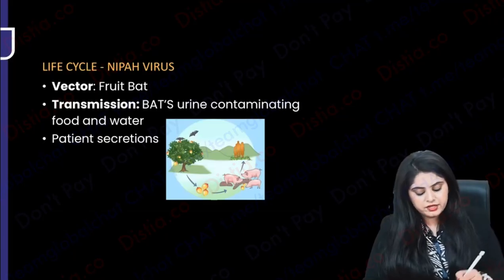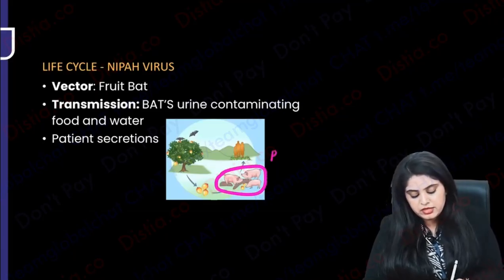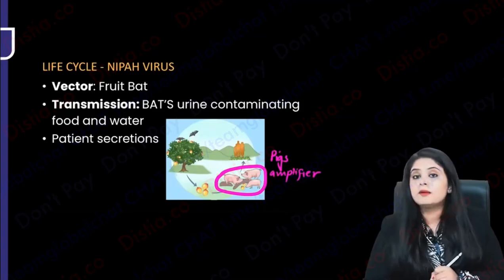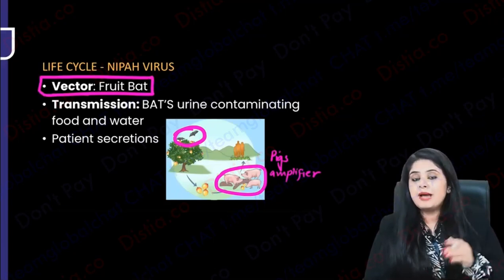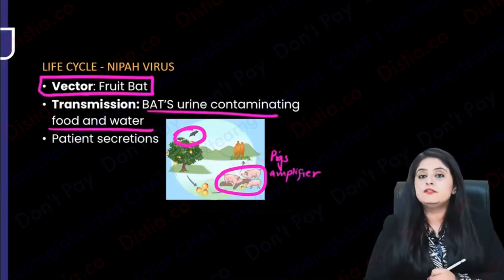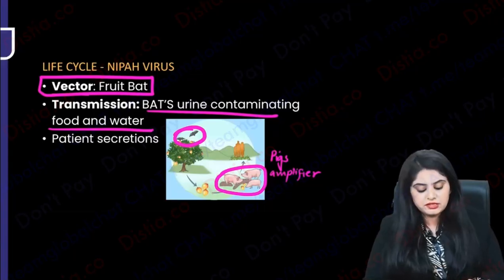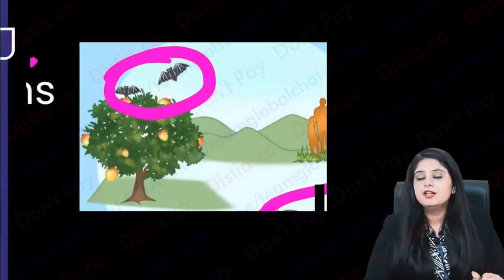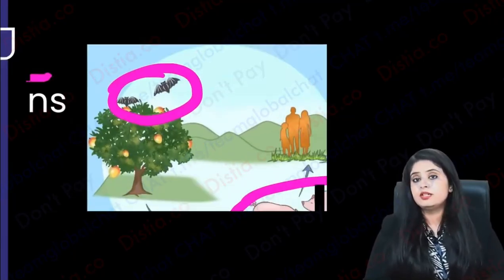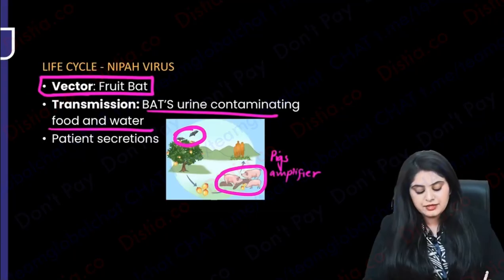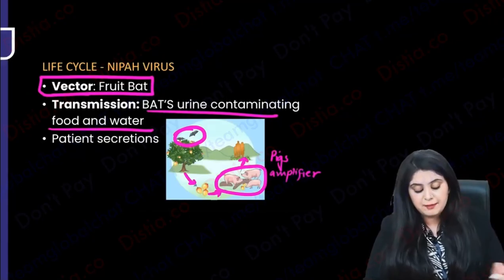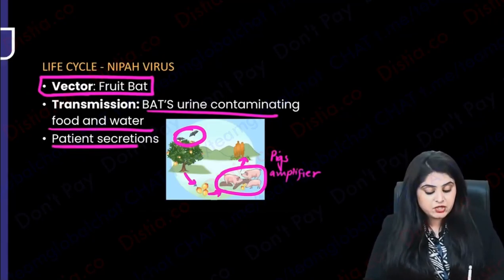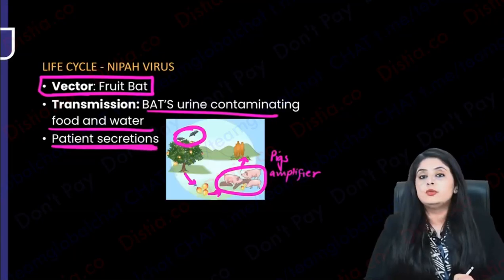So look at this over here. I can see pigs, and I've told you pigs are going to be amplifiers. So yes, this can come via pigs, but the main vector that you have is the fruit bat. So if the bat's urine ends up contaminating the food and water, that is how this is spread. You can see these are bats which are somewhere near the fruit trees, right? So if the fruit bats' urine ends up contaminating the food and water, that is one way it can come to us. It can also come to us via the amplifiers, that are the pigs, and the patient's secretions are also going to be infectious.